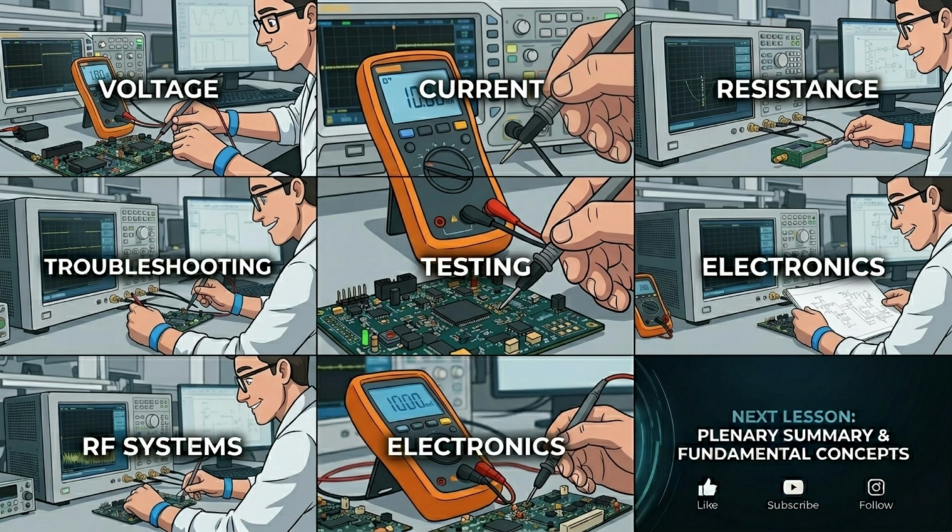So today, we learned that the multimeter is one of the most important tools in electrical engineering, allowing engineers to measure voltage, current, resistance, and many other electrical quantities. It serves as the starting point for troubleshooting, testing, and verifying circuit behavior in both electronics and RF systems. In the next lesson, we'll complete this playlist with a summary video and bring together all the fundamental concepts we've learned so far.